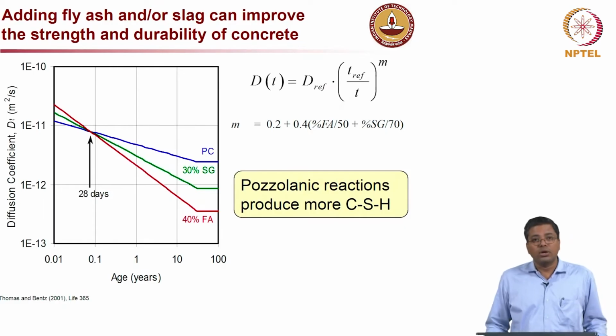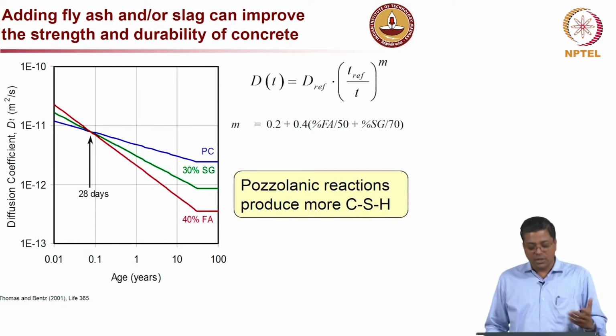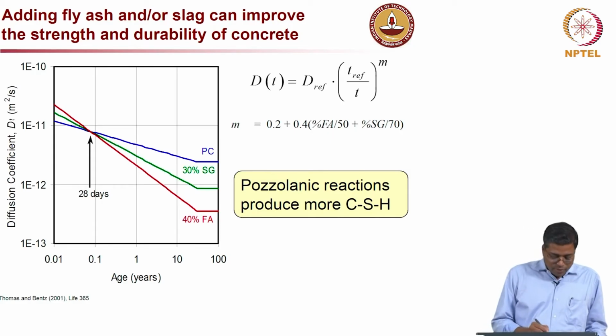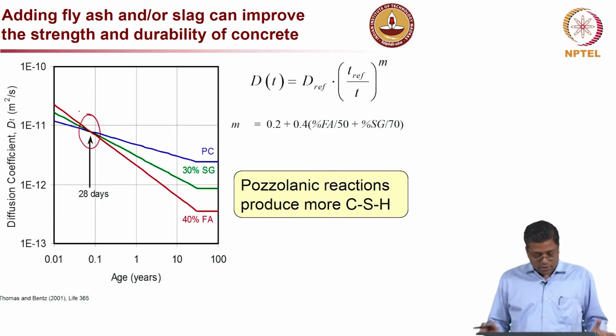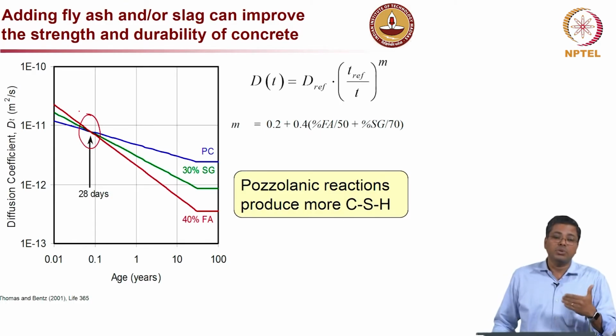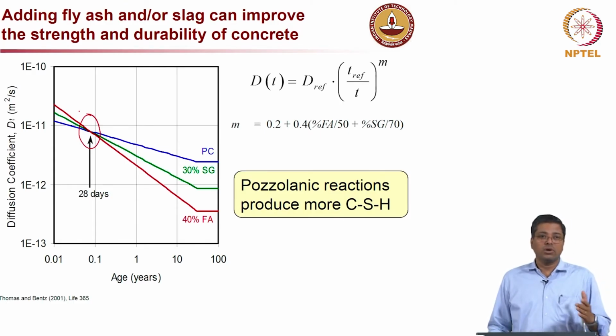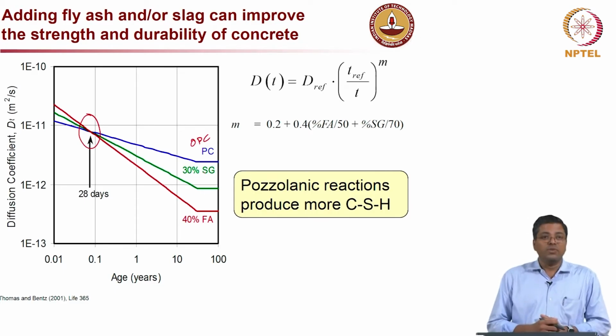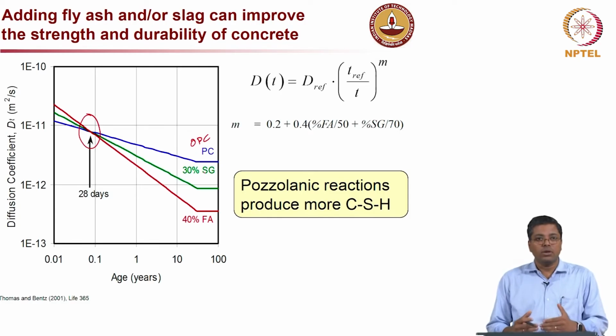Now, when you talk about fly ash or slag, which are the two widely used supplementary cementitious materials, again we can very clearly see that until 28 days you might not see a significant difference between the diffusion coefficient of PC, here PC is the ordinary Portland cement, and concrete with slag or fly ash replacement.